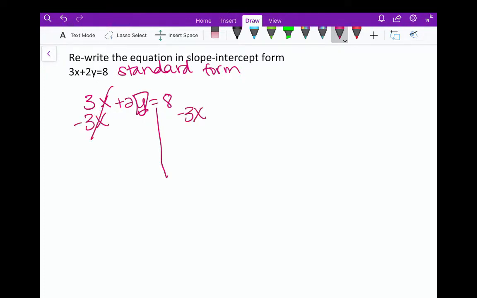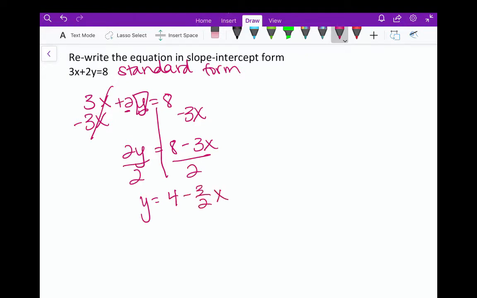Remember, the 8 and the 3x are not like terms, so I'm just going to put them next to each other. 8 minus 3x. I'm going to divide by 2. Always make sure that whatever sign is in front of your coefficient, you bring that sign down with you. So now y equals, now I need to divide both of these terms by 2. 8 divided by 2 is 4. Negative 3 over 2 is just negative 3 over 2x.